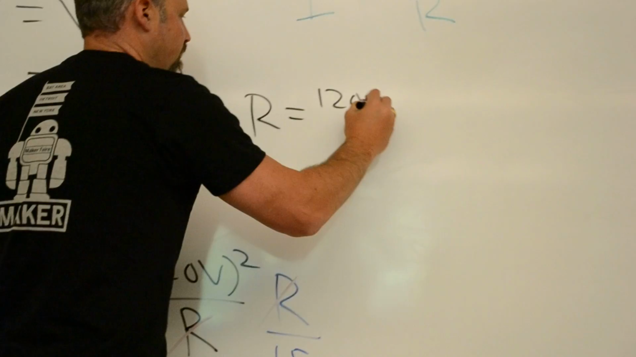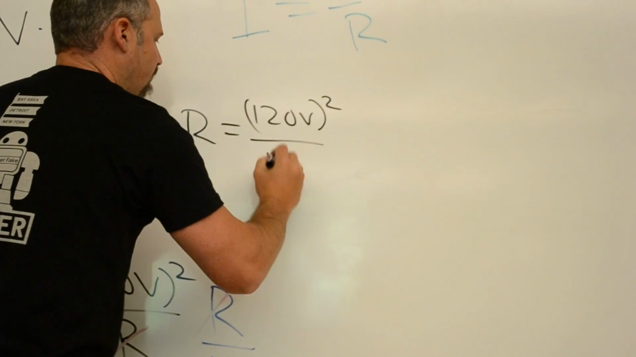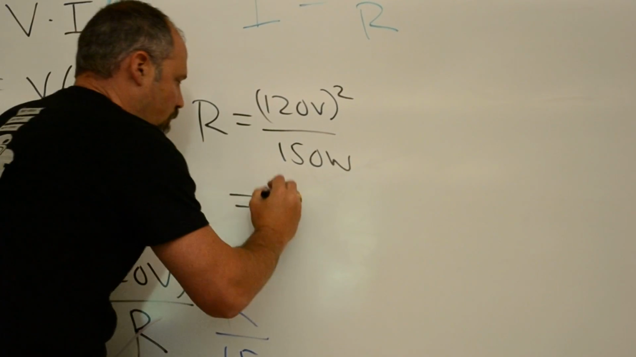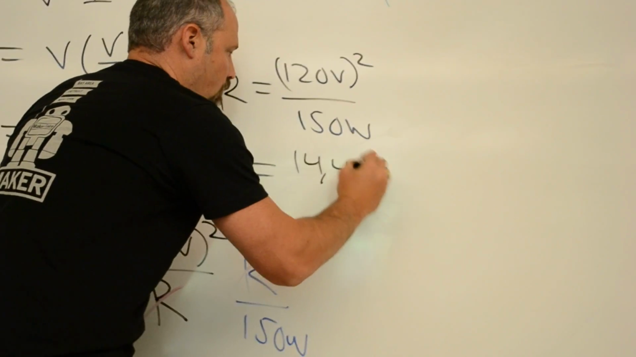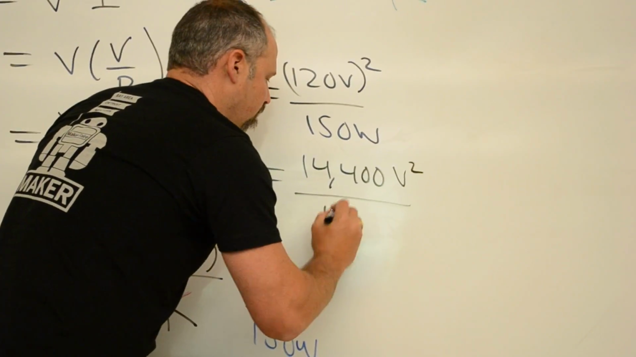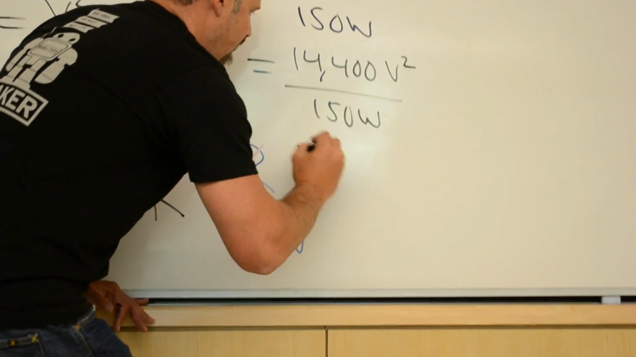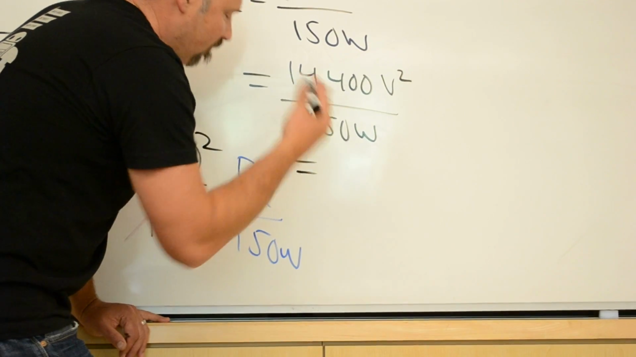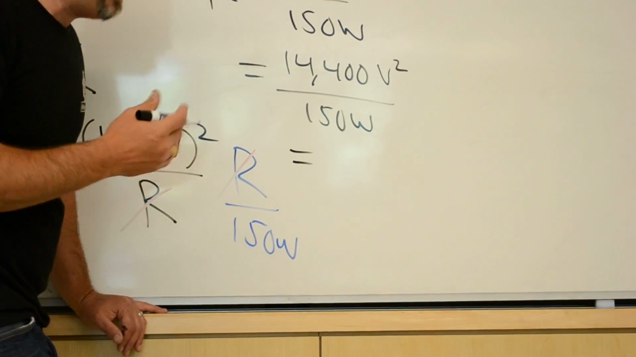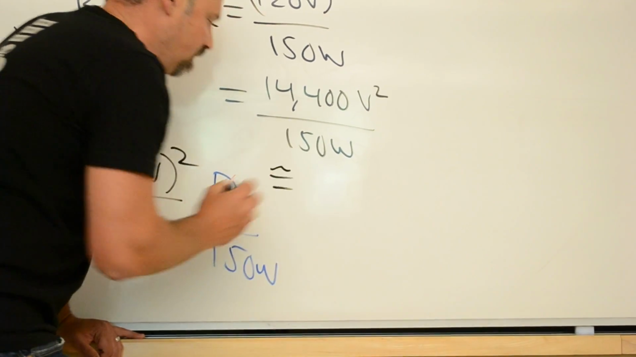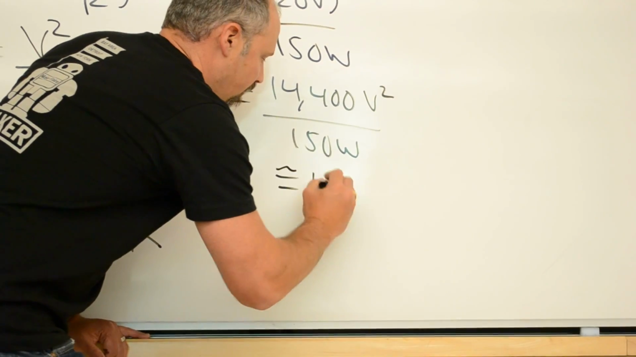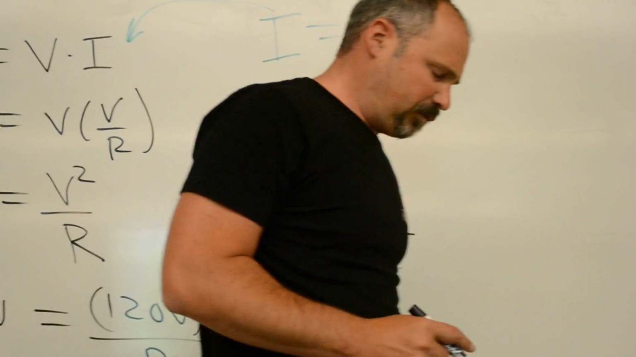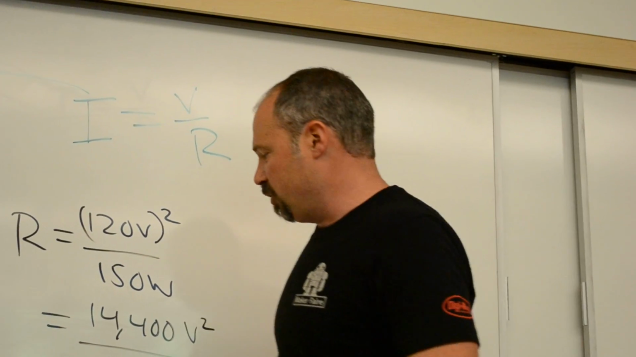Resistance is 120 volts squared divided by 150. Well, 120 squared is 14,400 volts squared, all over 150 watts. And if you work that out, it's around 95 or something, but since we're dealing in approximates, let's call it 100 ohms. So the resistance of a 150 watt light bulb is about 100 ohms.